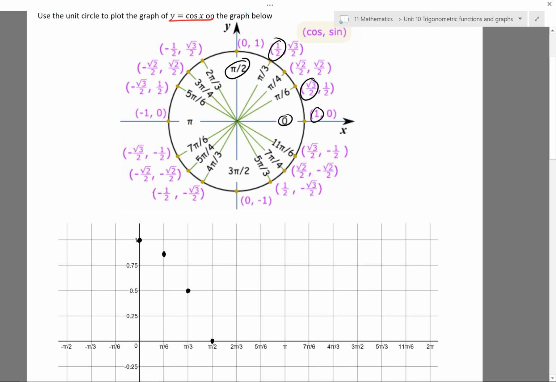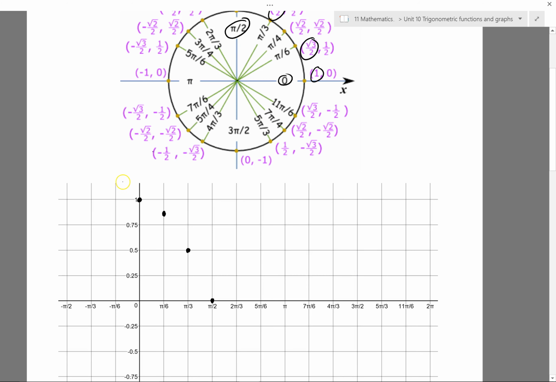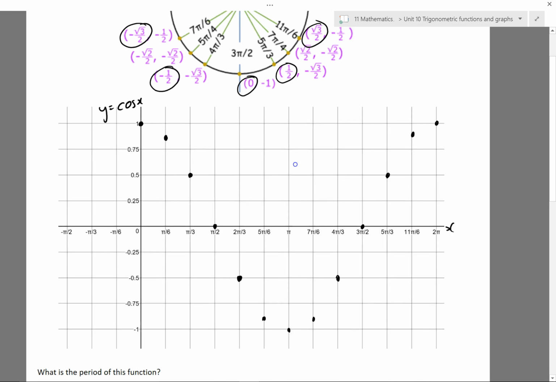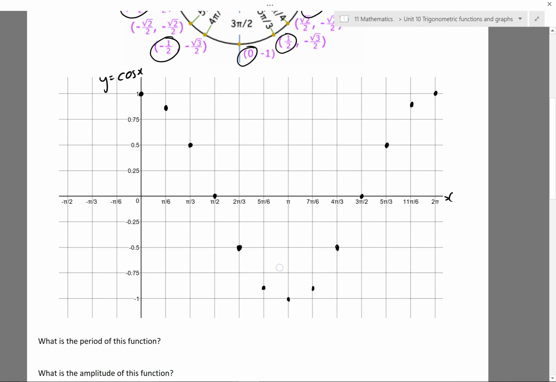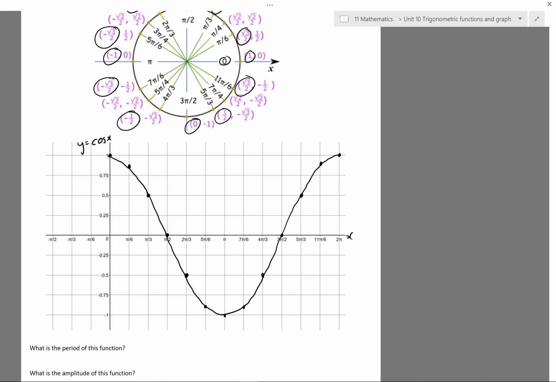Then we should be able to have a graph of what this relationship looks like, how the cosine value changes as the angle changes. When we're using radians, we always use x for the angle. So go ahead and plot the rest of those points, and then we can join them with a smooth curve. That's what my curve should look like.